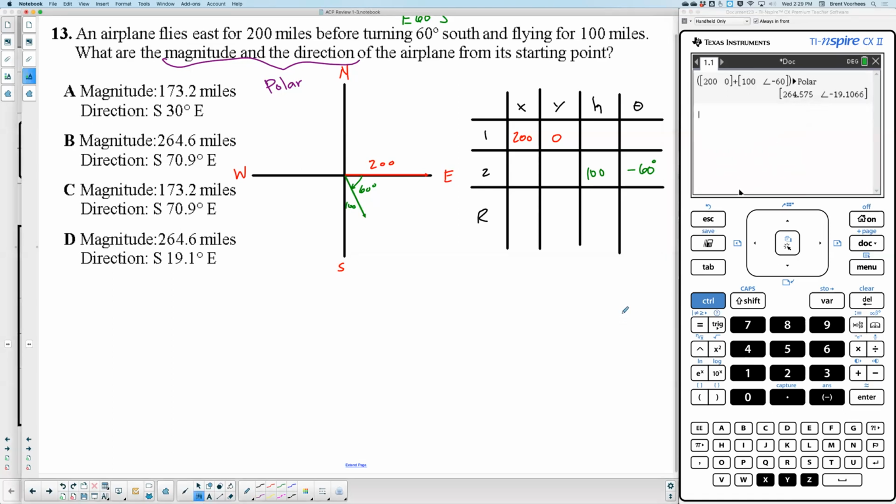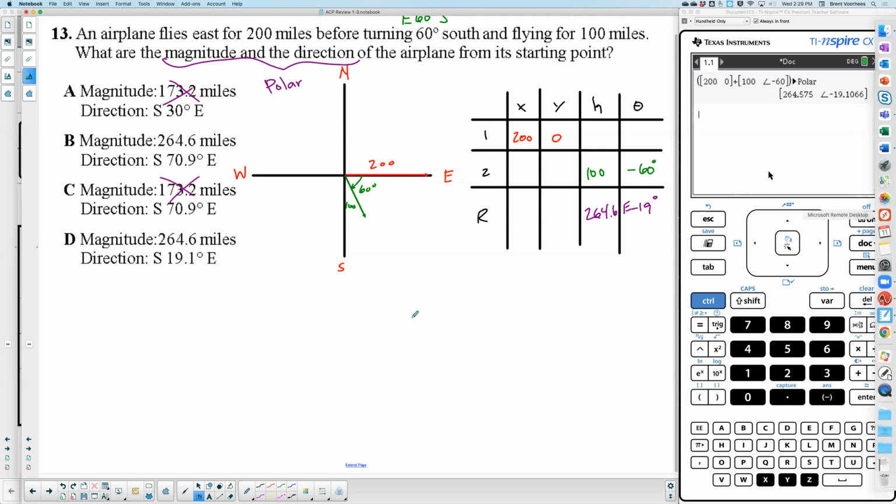It says the magnitude is approximately 264.6. And the angle would be negative 19 degrees. Again, that angle is going from the east, negative 19 degrees. So as I look at my answer by magnitude, I can eliminate answer choice A and answer choice C. Those two are out. So now it's either B or D. D looks tempting because the number is correct. But it's not right. It's not right, is it? Because where's the calculator give you the answer from?